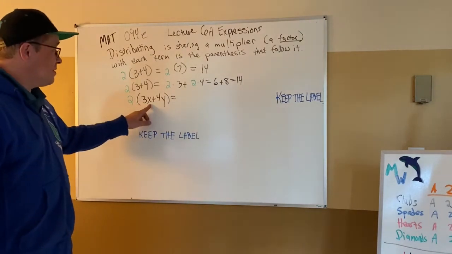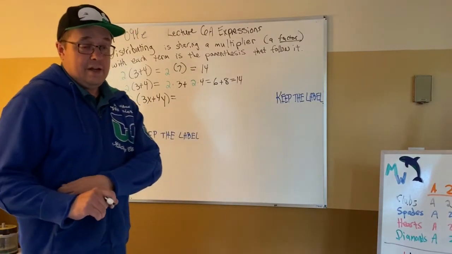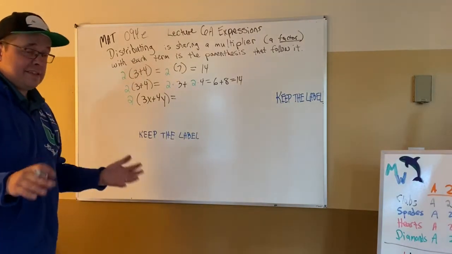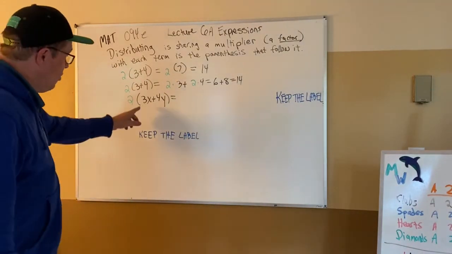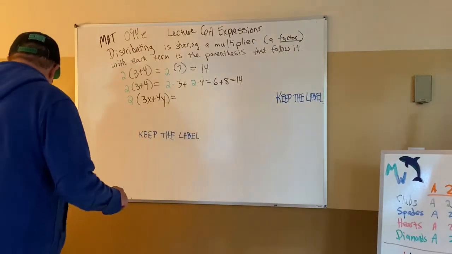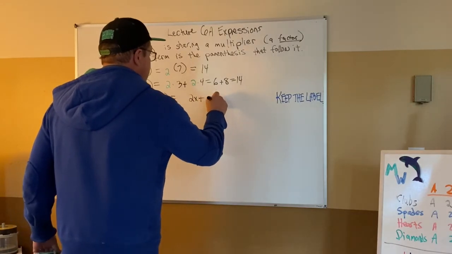The label on this is x, the label on this is y. Are they like terms? No. Because they are not like terms, they can't make 7 anything. They can't make 7xy or something like that. You have to keep the 3 here for x's, keep the 4 there, and let's double each one in its place. Here's my 6x, plus here's my 8y.